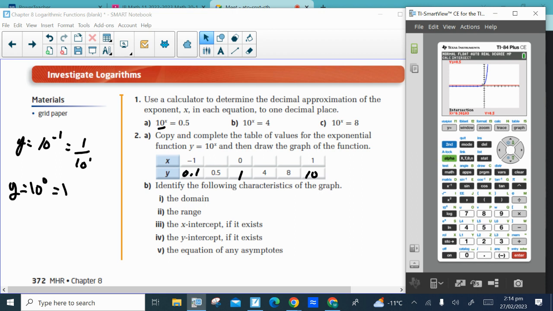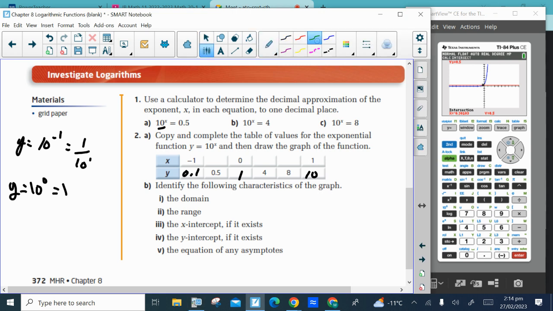Enter, enter, enter. You can see that the x value is negative 0.3, and it is. That's the x value though, right? Not the y value. We're given the y value. Negative 0.3 rounded to the nearest tenth.